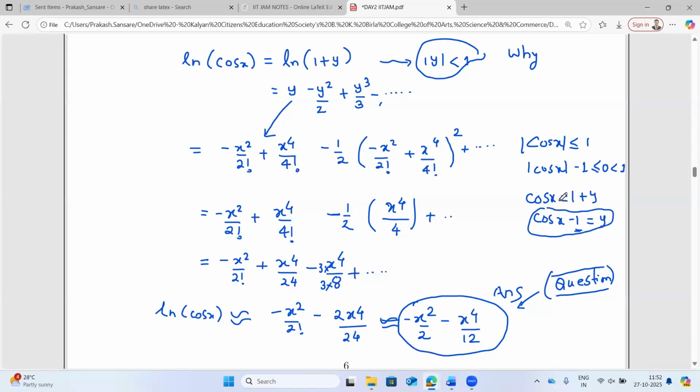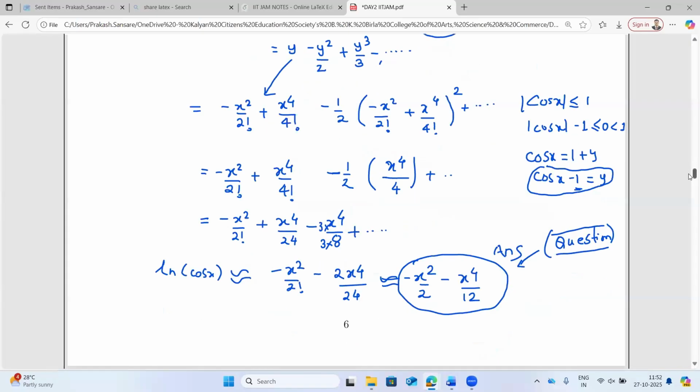I think it's very clear. Do you really need an explanation for this? In fact, you have only answered cos x is equal to 1 plus y. So cos x minus 1 is equal to y.